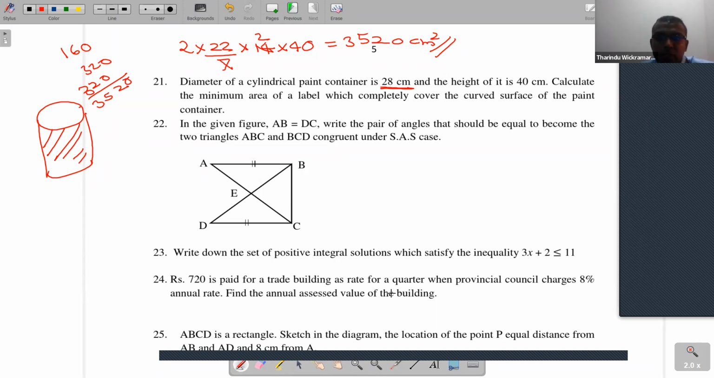Also, I think you haven't done this one. You have done that in grade 10, third term. But you can send me answers to question number 22.